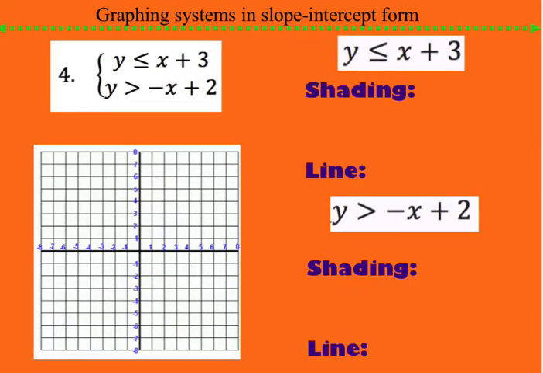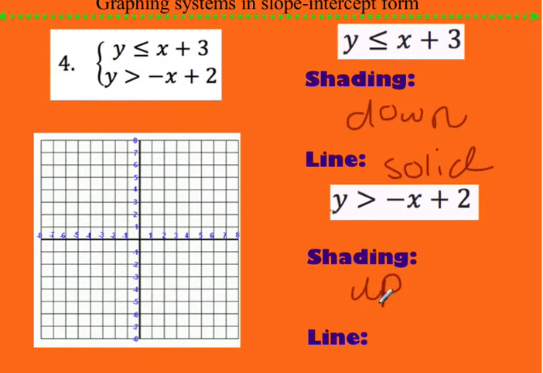Let's go ahead and take a look at number 4. So for number 4, I notice that the alligator is facing away from the y, so I need to shade down. There's a line underneath the inequality, so my line is going to be solid. Taking a look at the second equation, I see that the alligator is facing the y, so I'm going to shade up. And I notice that there's no line underneath it, so it's going to be dotted.